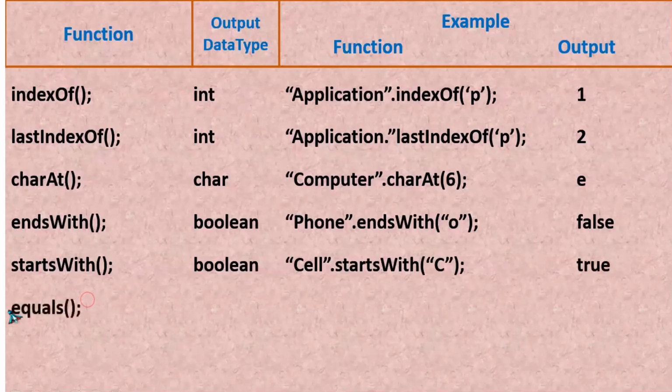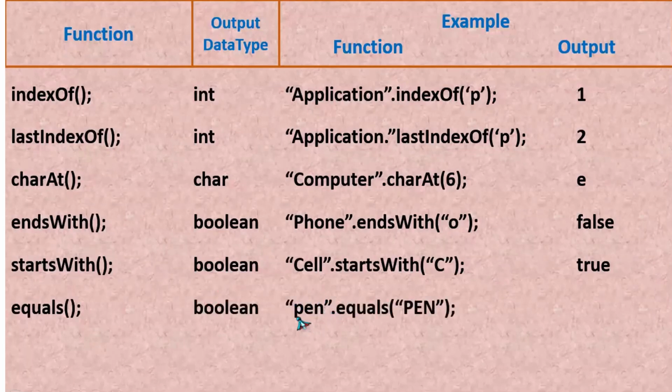So next we have equals. This will check whether the two given strings are equal or not, and then give the output as true or false. So again it is going to be Boolean data type. So here we give the first string, dot equals, and the second string inside the bracket. So it is false because "pen" is not equal to "Pen" with capital P.